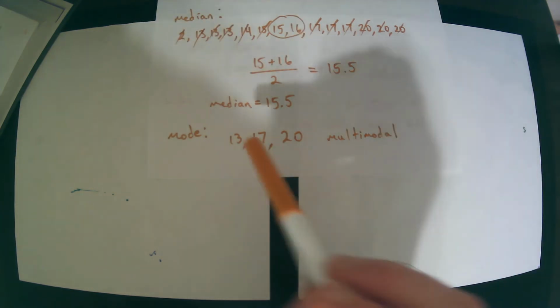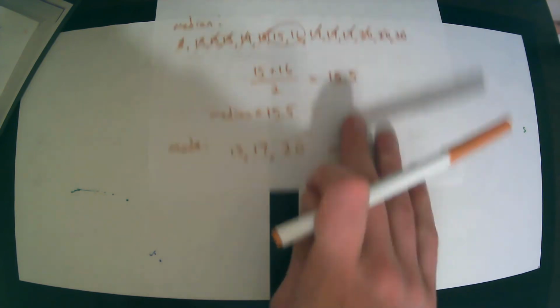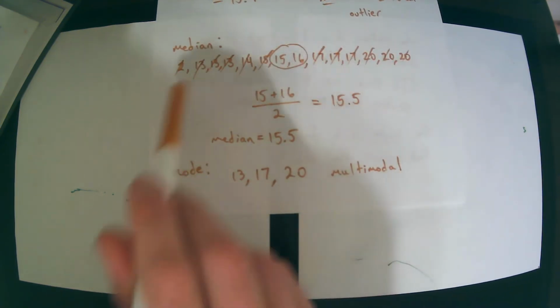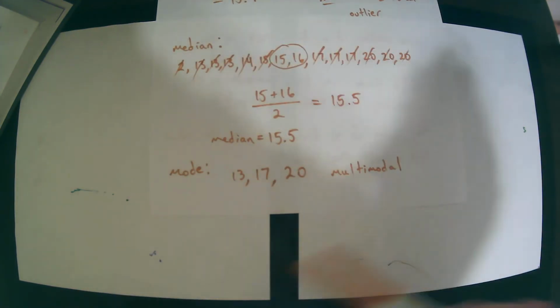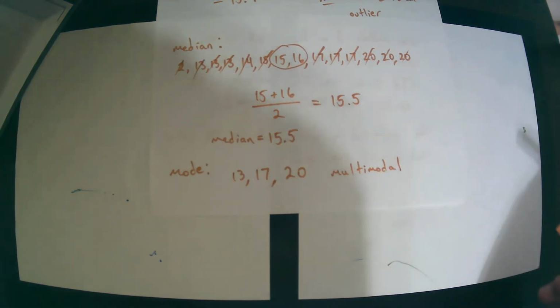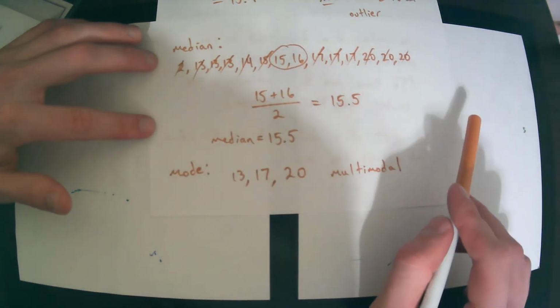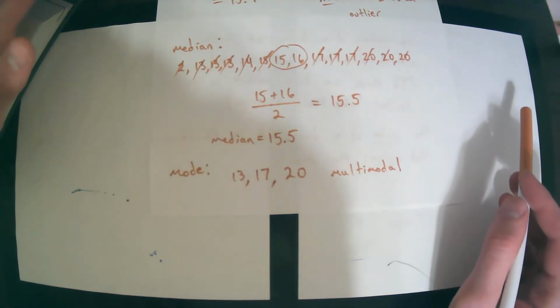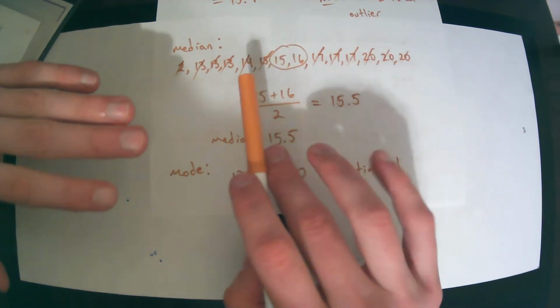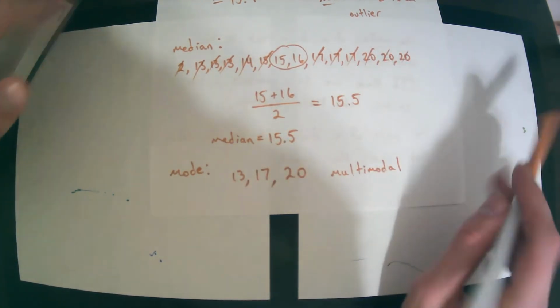And like I said, these numbers will actually come from the data set. Your mode will actually be in your data set. There's no weirdness. Well, unless there's no mode, right? If all of these had only appeared once, or if they all appeared 3 times or something like that, then there would be no mode.